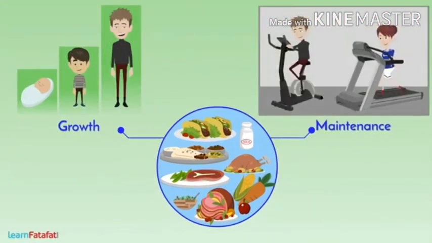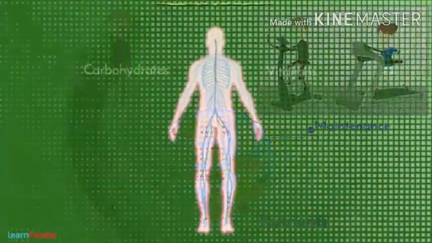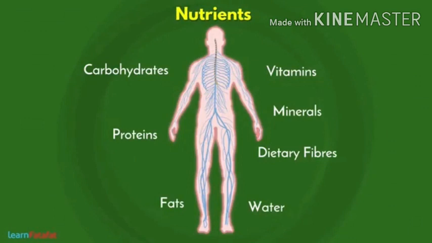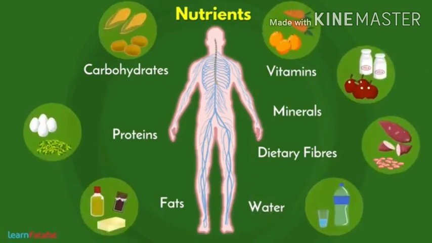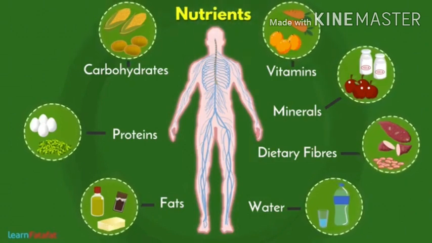Food components necessary for the growth and maintenance of the body are called nutrients. Various nutrients are required by our body: carbohydrates, proteins, fats, vitamins and minerals, dietary fibers and water. Different kinds of food are rich in different kinds of nutrients. So, a diet must include a mixture of food materials from which we will get all these nutrients.